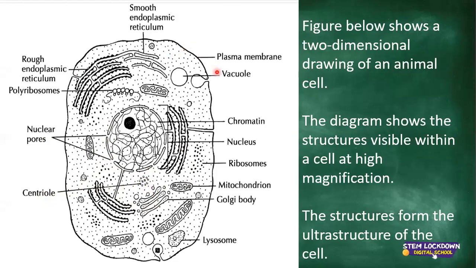This is the plasma membrane. This is the outer layer of the cell here. Animal cells have a plasma membrane. This is the vacuole. This is an opening here, vacuole, right?